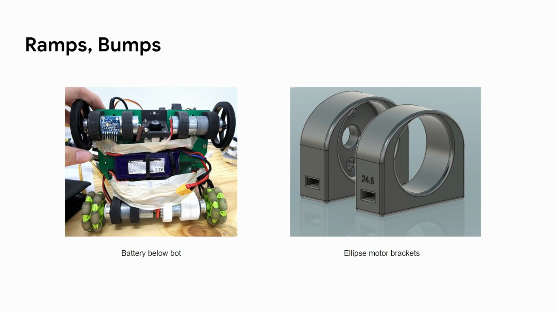We also put the center of gravity as low as possible, with the battery below the butt, to increase the stability. Since the motor brackets are 3D printed, it's easy to change. We can adjust their height so the pod doesn't get stuck at the bumps.